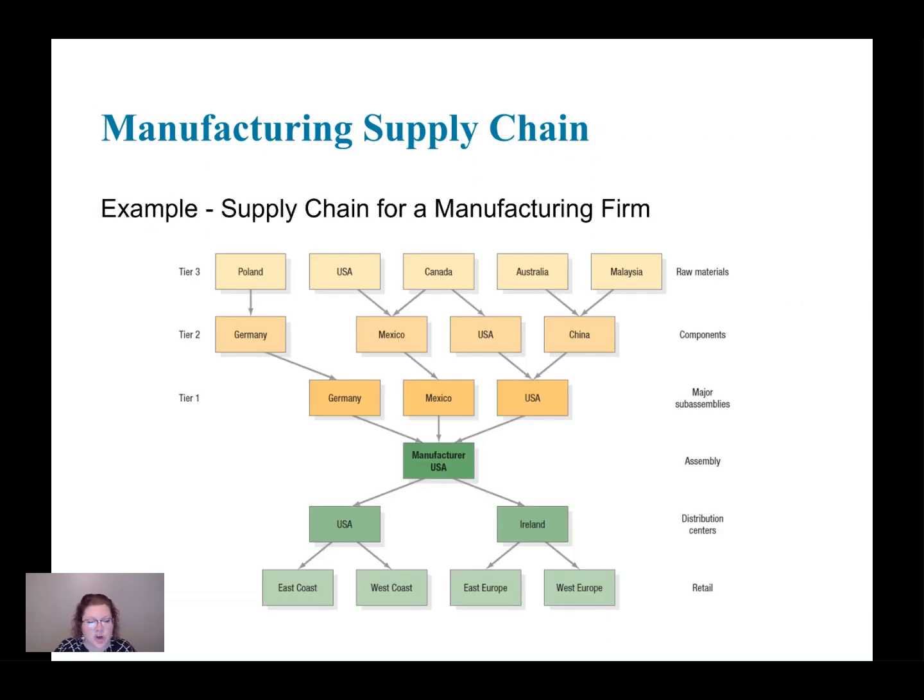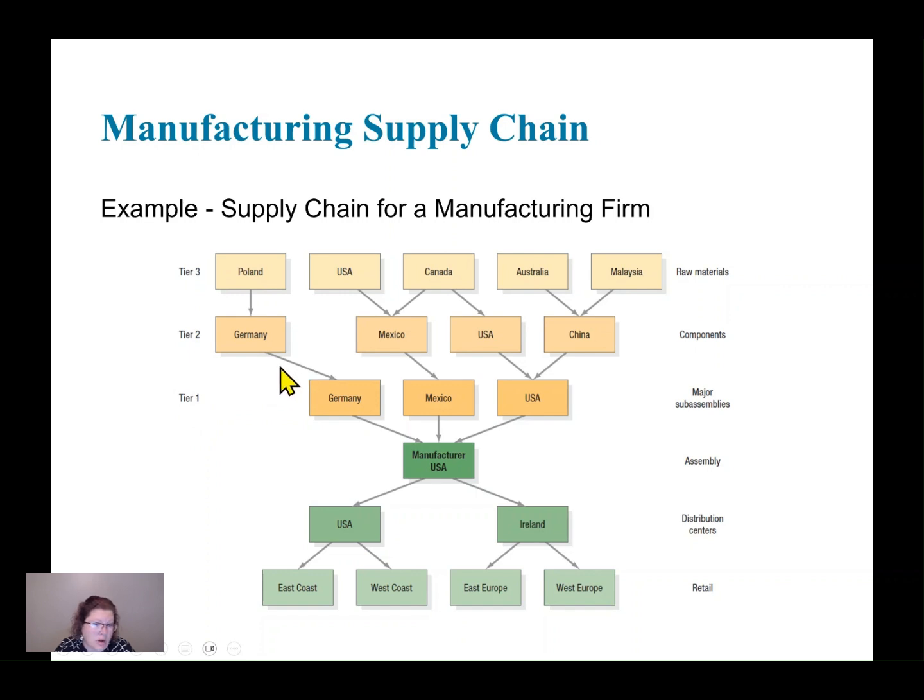So let's get some terms and definitions out of the way. This is an example of a manufacturing firm here in the United States. So it may have final assembly here in the US, but sub assemblies in other countries. So Germany, Mexico, maybe in the US. If I'm buying directly from a company, they are considered a tier one supplier. But we can work our way backwards in the supply chain.